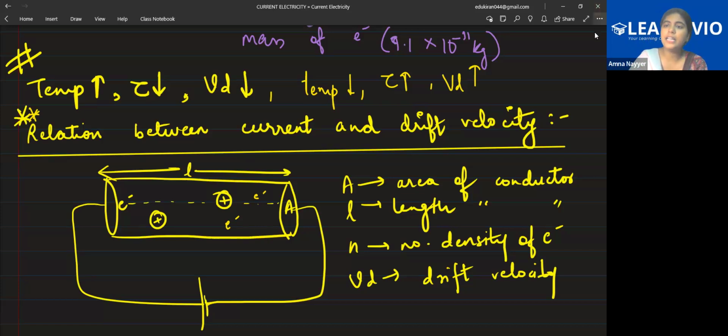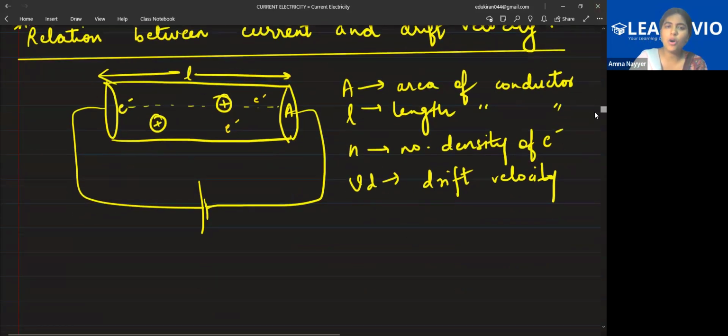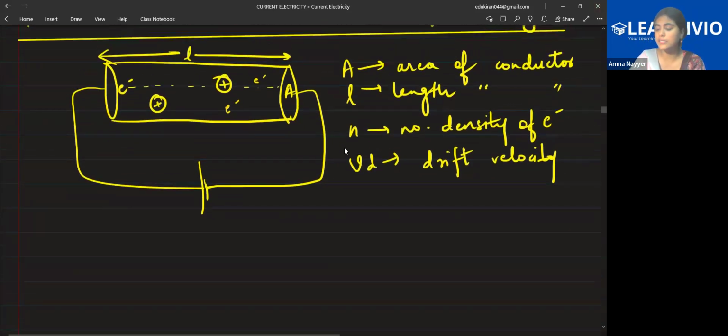So basically we'll take a conductor. When I draw it like this, it means we have taken a wire and cut it, and this portion we have expanded so that we can clearly see the things present inside. Here the length is L.